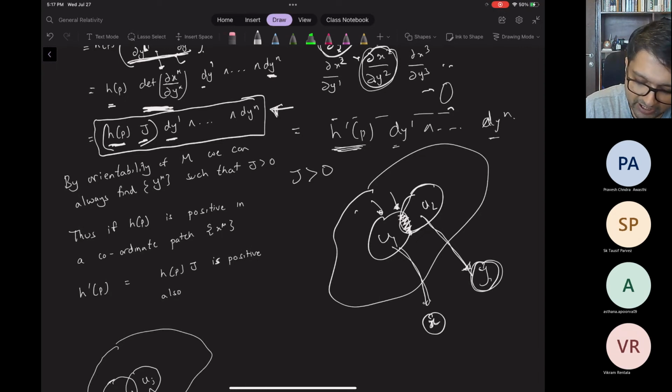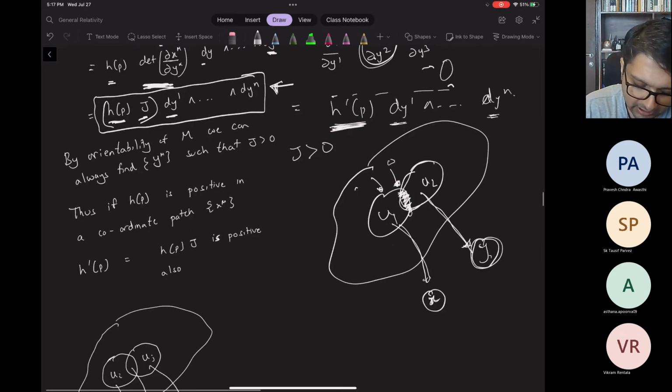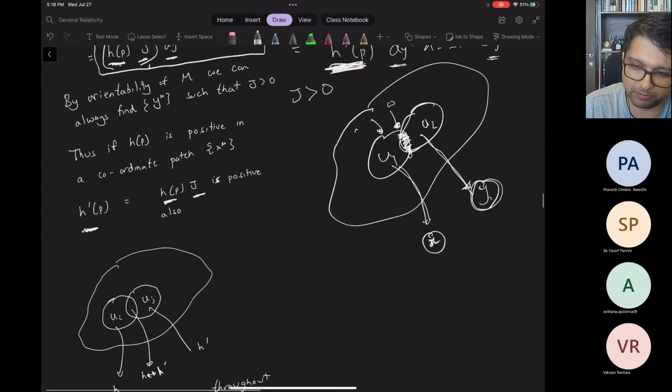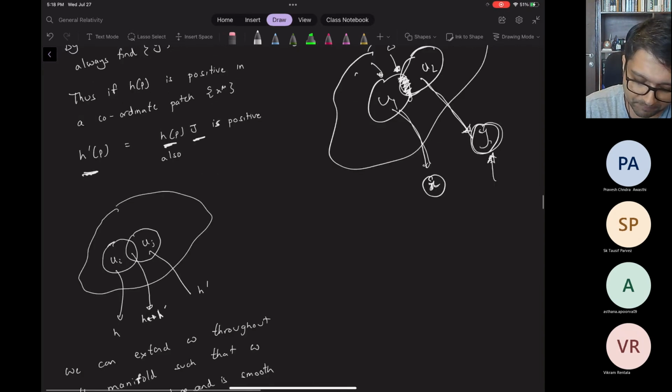So now we've expressed the same omega in this overlap region using some positive function times dy1 wedge dot dot dot wedge dyn, and this can always be done in any overlapping region on an orientable manifold. This quantity h prime of p is also positive, because it's h of p times the Jacobian, and the Jacobian can be chosen to be positive by choosing this coordinate system in an appropriate way, and this choice can always be made on an orientable manifold.